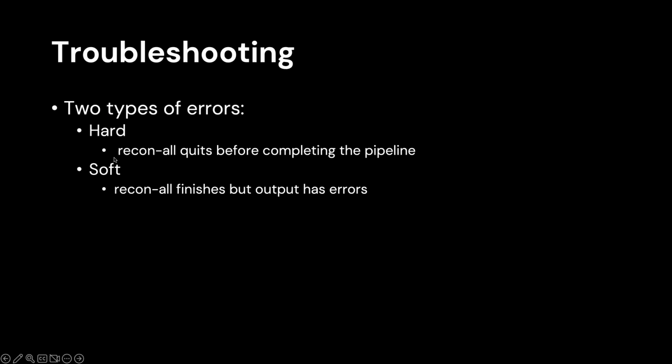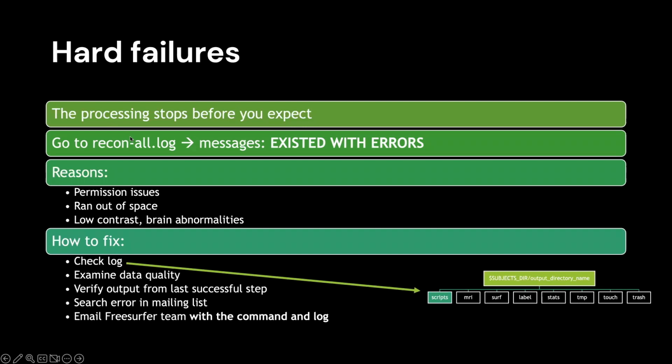If this is a hard error or failure, as I said, the processing stopped before you expected, you need to go to the recon-all log and it will say something like FreeSurfer exited with errors. If this is what's printed, it indicates that it was a hard failure. The reasons for this are usually permission issues, so you don't have access or permission for your T1 or the output folder or the FreeSurfer folder. It could also be that you ran out of space or that your input T1 has very low contrast or very significant brain abnormalities.